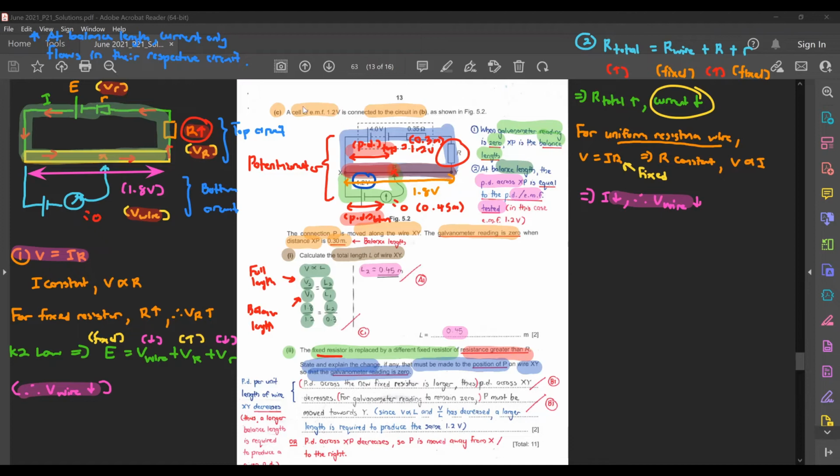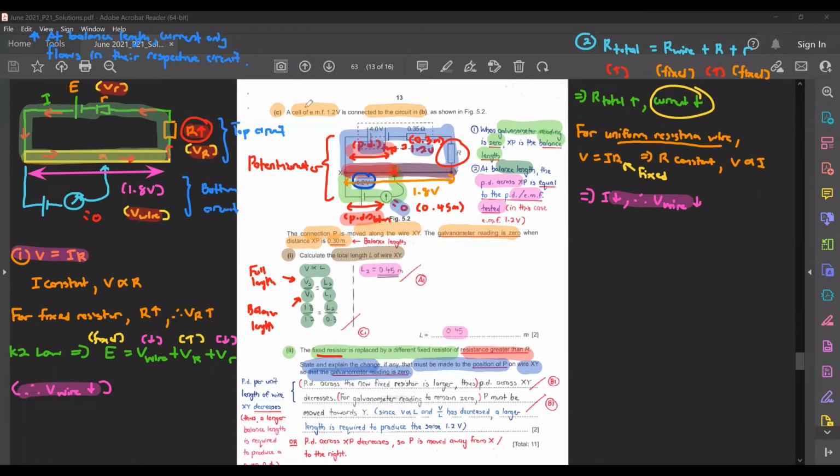So here, the EMF that you're trying to measure is actually 1.2 volts. So if your galvanometer reading were to be 0 under both cases, the PD across your balance length, the PD at the top, will always be 1.2 volts. Now, you consider this.